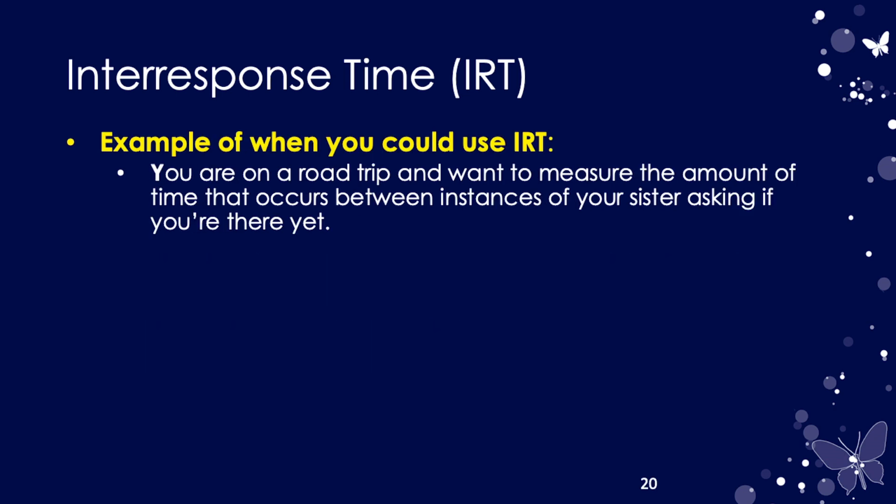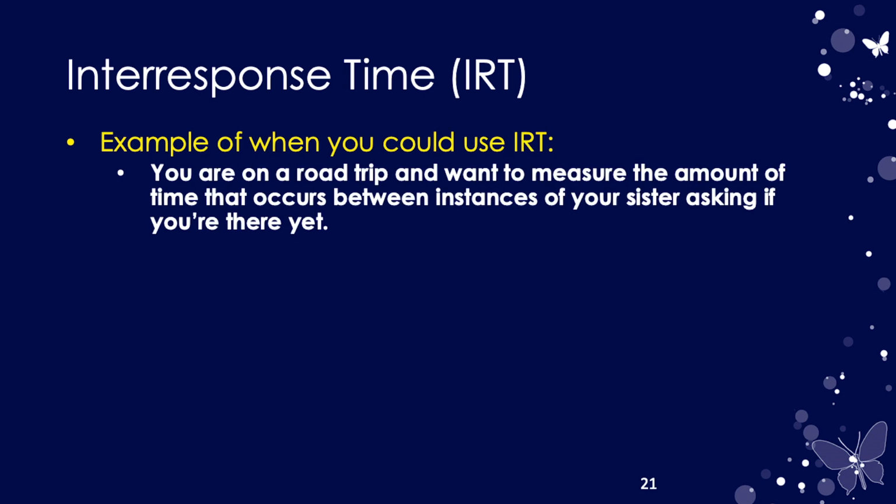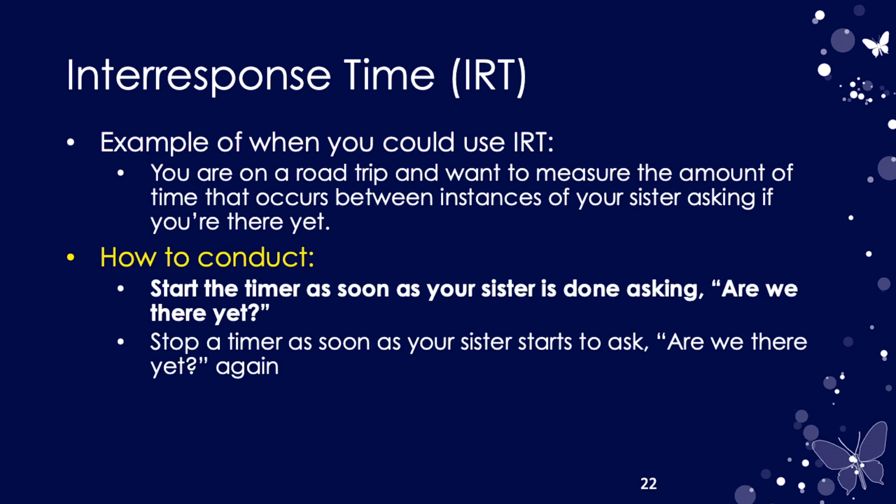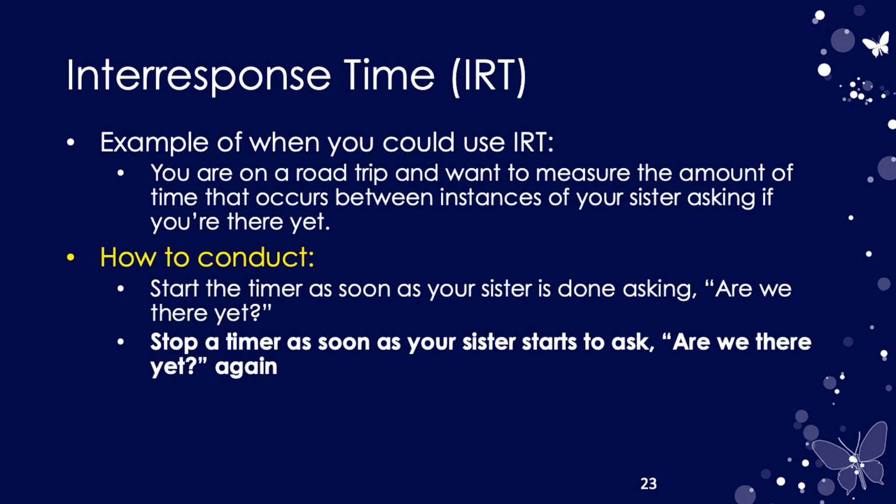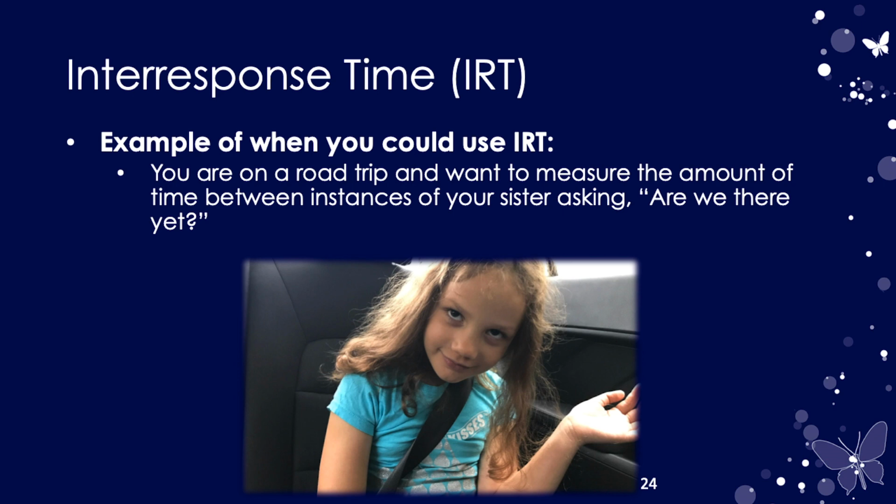Here's an example of when you could use IRT. You're on a road trip and want to measure the amount of time that occurs between instances of your sister asking if you're there yet. In order to conduct this, you would start the timer as soon as your sister is done asking, "Are we there yet?" Stop the timer as soon as your sister starts to ask, "Are we there yet?" again. Let's look closer at this.